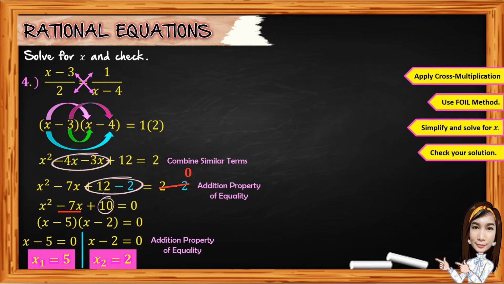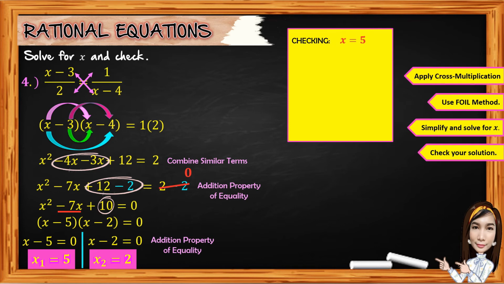And for the last step, we're going to check your solution. First, we're going to use the value of x, which is 5. And we're going to write the original rational equation, which is x minus 3 all over 2 equals 1 over x minus 4. Then we're going to substitute the value of x, which is 5. Then simplify. 5 minus 3 is equal to 2 over 2 equals 1 over 5 minus 4, which is equal to 1. Then 2 divided by 2 is equal to 1, and 1 divided by 1 is equal to 1. So as you notice, both sides are equal. So therefore, the value of our x is correct.